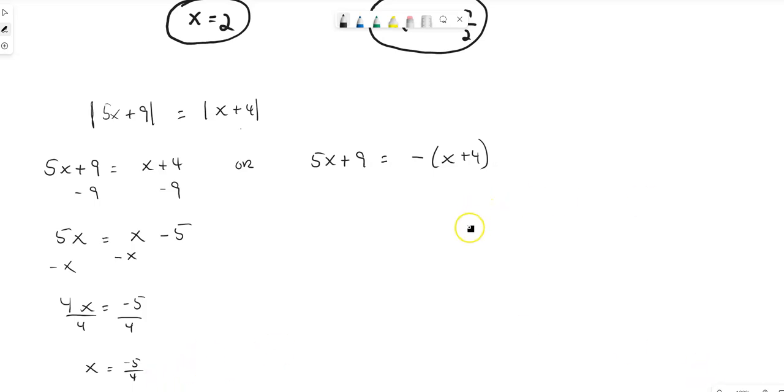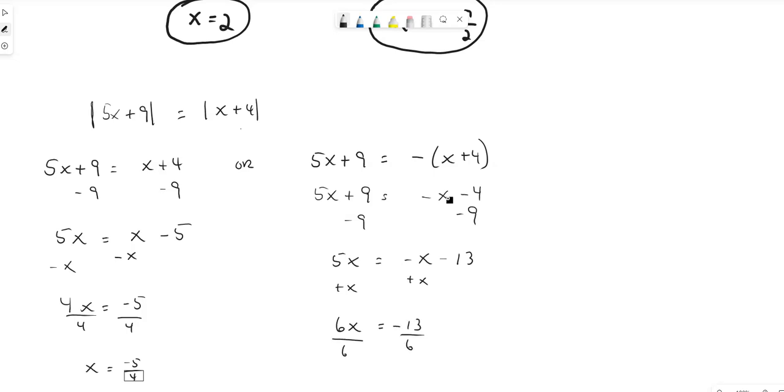The other side, if I've got a 5x plus 9 equals negative x plus 4, that means that 5x plus 9 equals negative x minus 4. And then same process. Subtract a 9 from both sides, and I get 5x equals negative x minus 13, right? Negative 9 minus 4 is negative 13. And this time we're going to add an x to both sides. So I get 6x equals negative 13. Divide both sides by 6. And now the big moment, do they work?